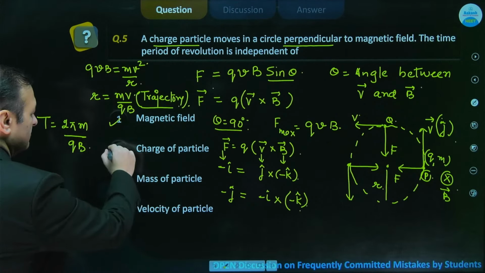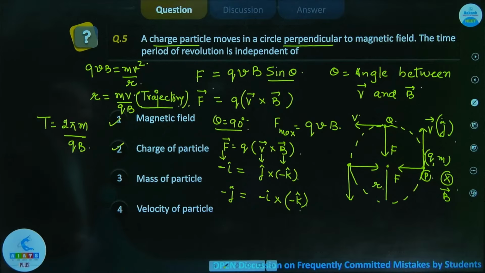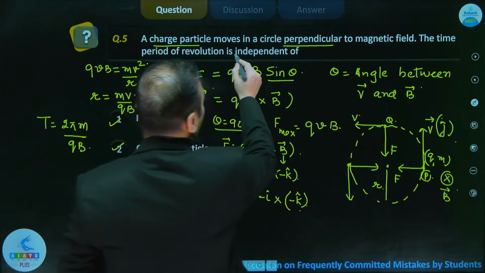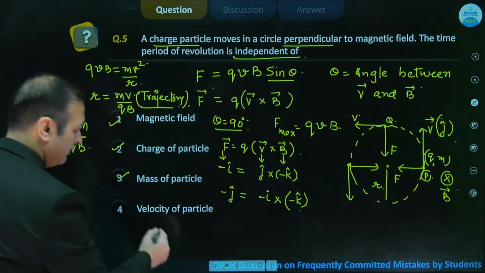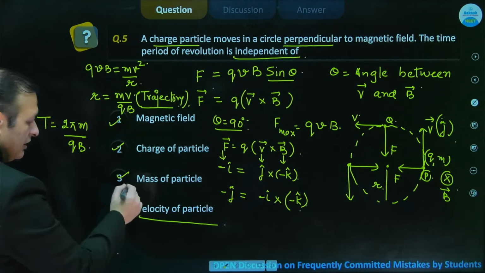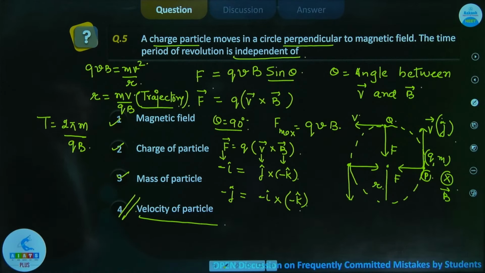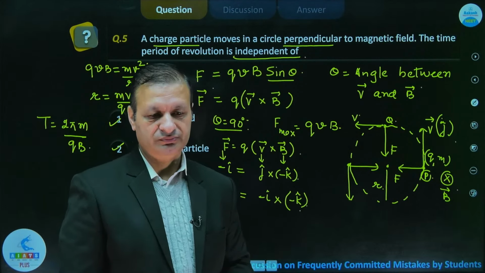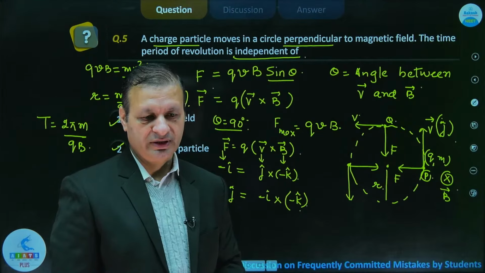It depends on the charge of the particle, yes. It depends on the mass of the particle, yes. But independent of what? Independent of velocity. So this is the correct answer we have for this question. It is independent of velocity. Got it or not?